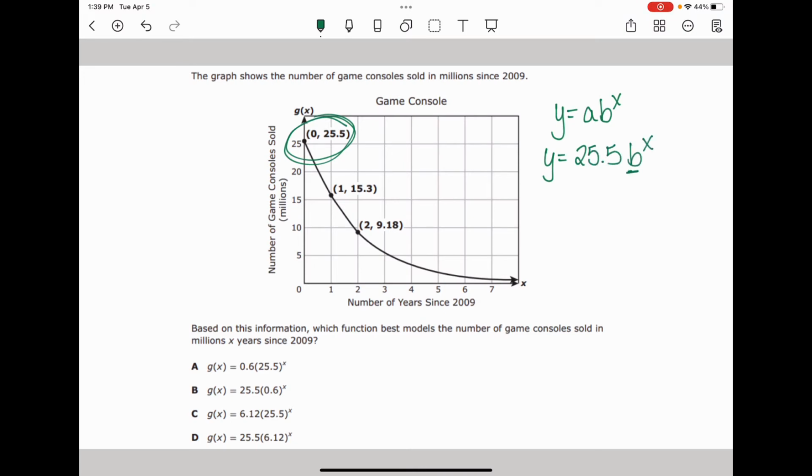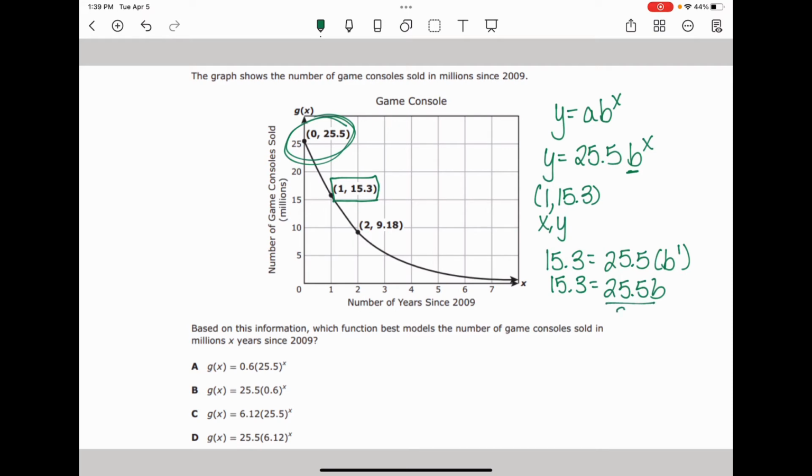So now to solve for the value of b, I just pick this other point on my graph. So this point 1, 15.3 represents an x and a y value I can plug in. So I get 15.3 equals 25.5 times b to the 1. So 15.3 equals 25.5b. So now I can divide both sides by 25.5 to get 0.6 equals b. So my equation is going to be the starting value 25.5 times 0.6 to the x, which is answer choice B.